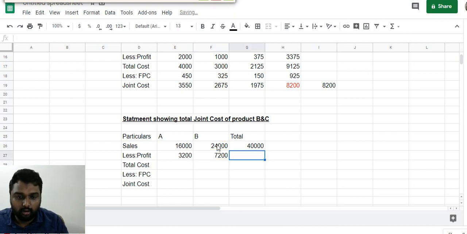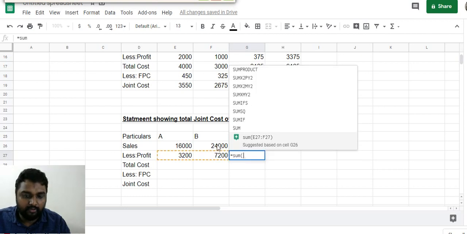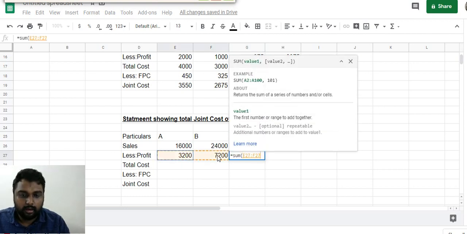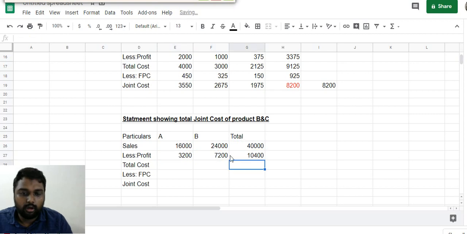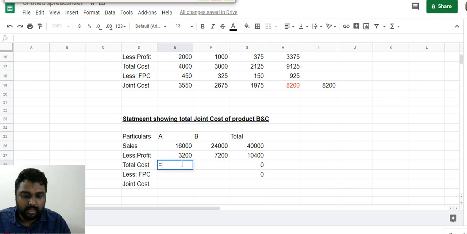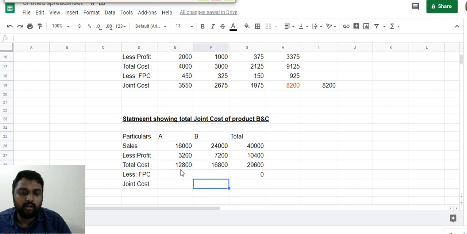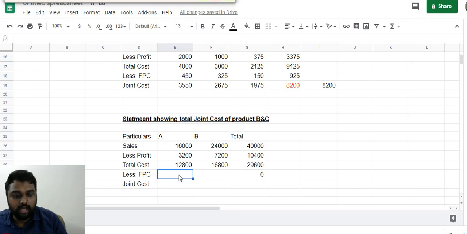You got your profit also. See, if you reduce your profit, you will get your cost. What will be your cost? Your cost is nothing but your sales minus your profit. So from the sales, if you reduce the cost, you get your profit. Now we have to reduce the further process cost.